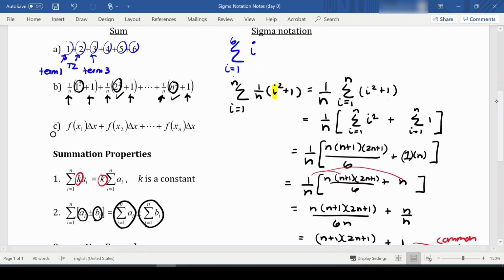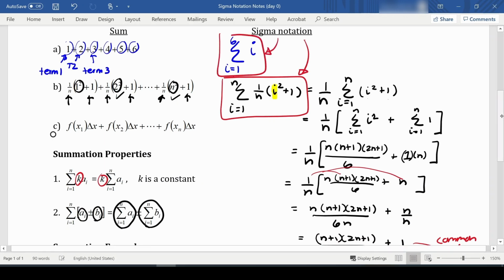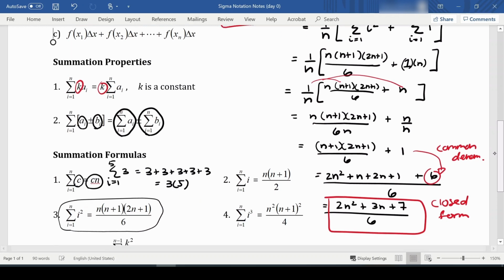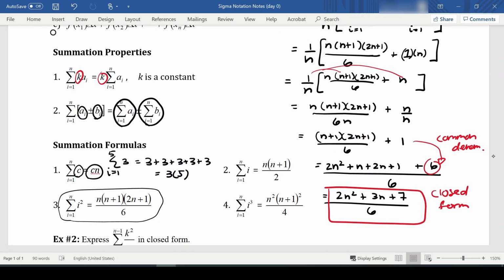If you just want sigma notation, this here is sigma notation. Okay? These use the properties below to write something in closed form.